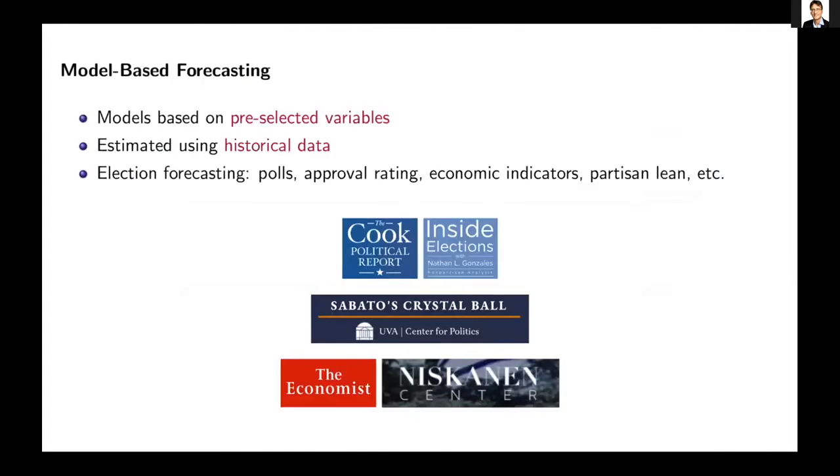Okay, what about models? Model-based forecasting takes a completely different approach. You have pre-selected variables that are estimated using historical data. In this case, for election forecasting, it would be polls, approval ratings, economic indicators, partisan lean, and so on. There are a whole bunch of such forecasts out there. One of the most interesting ones is by The Economist, which I'll go through in just a second.